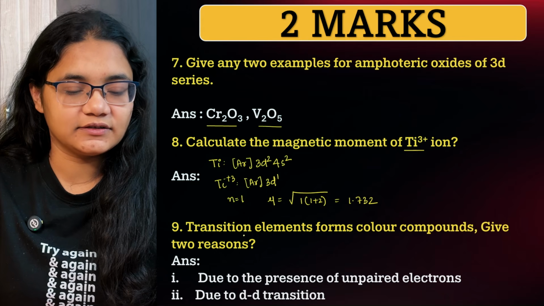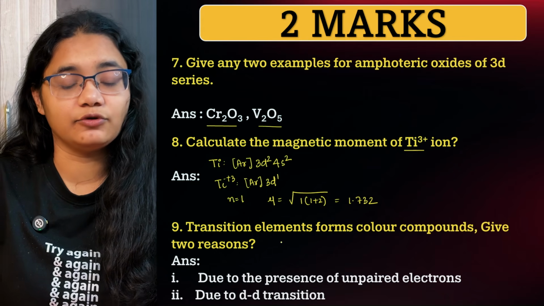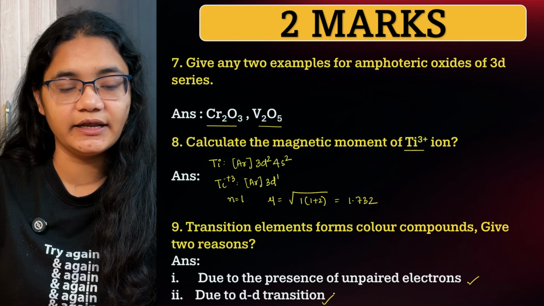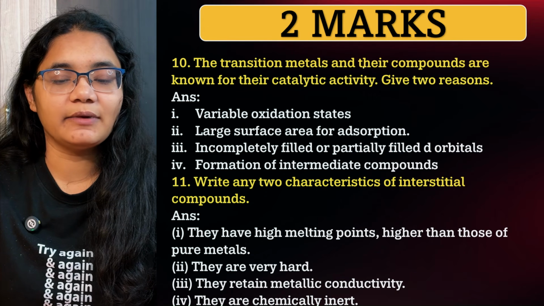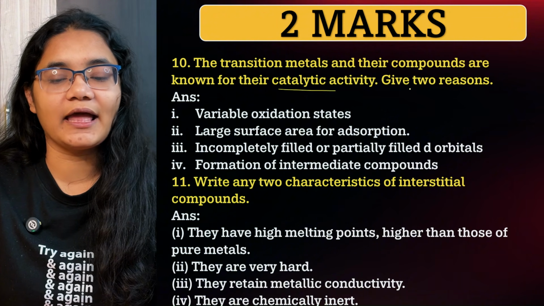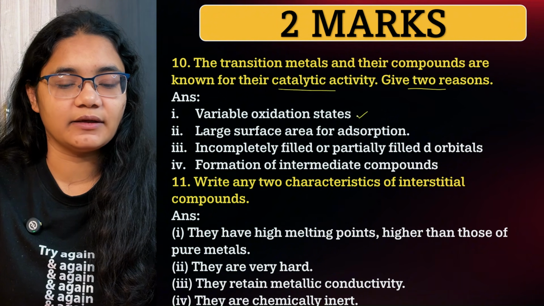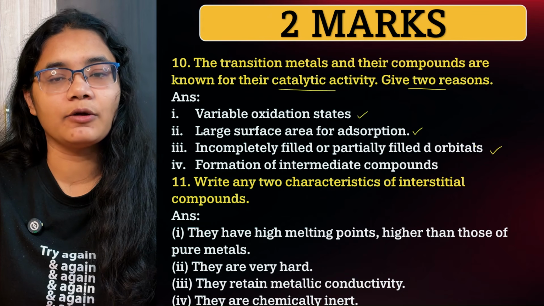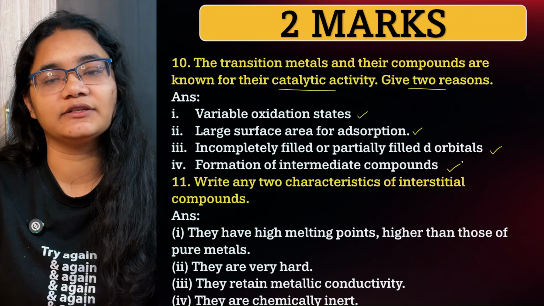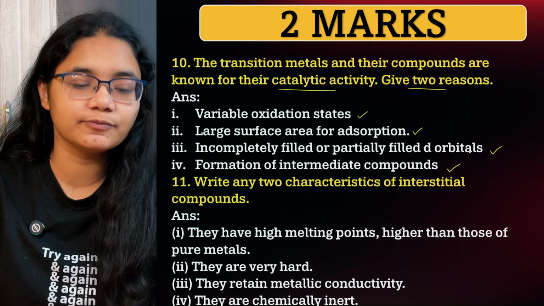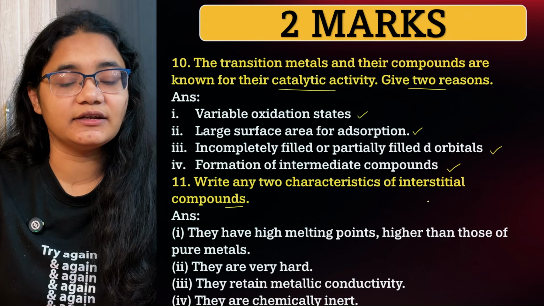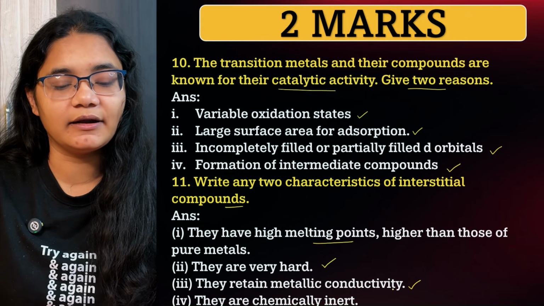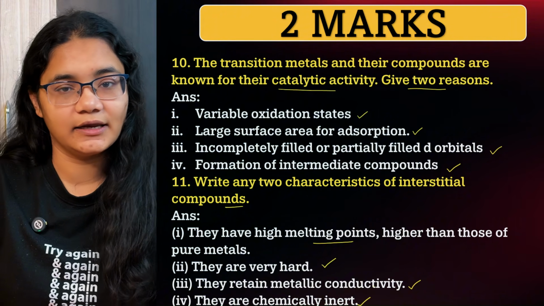Okay. Next, transition elements form colored compounds, give two reasons. The first one is due to the presence of unpaired electrons, and the second one is due to d-d transition. Next, the transition metals and their compounds are known for their catalytic activity, give two reasons. It has variable oxidation state, large surface area for adsorption, incompletely filled d orbitals. It helps in the formation of intermediate compounds. Next, write any two characteristics of interstitial compounds. They have high melting point and they are very hard. They retain metallic conductivity and are chemically inert.